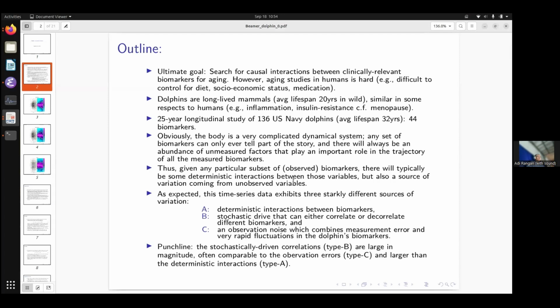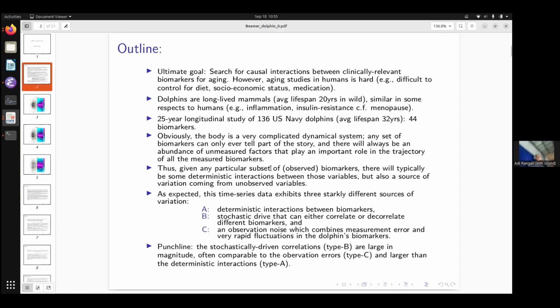And what is a biomarker? A biomarker, something like red blood cell count, is like a very, very low dimensional projection of an otherwise very complicated high dimensional dynamical system, which is the body's regulatory system. So any particular biomarker can only ever give you a glimpse into what's going on and is going to be influenced by a whole bunch of unmeasured factors that you don't see.